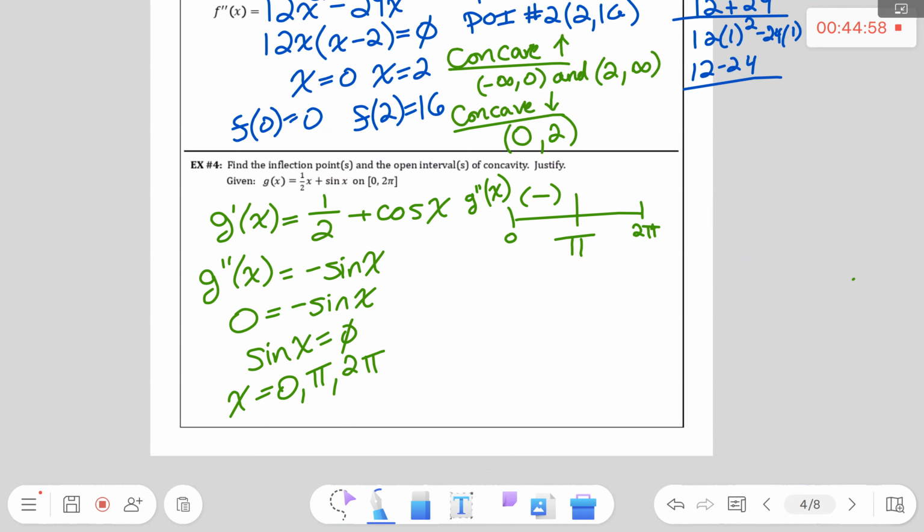Well, you found this to be negative, right? Yeah. So let's pick a number between pi and 2 pi. So we've got pi, 3 pi over 2. So what is that going to be? Sine of 3 pi over 2 is negative 1. So it's going to make it positive. Cool.